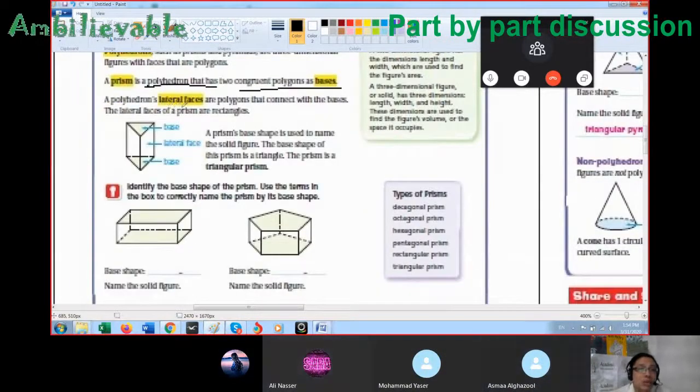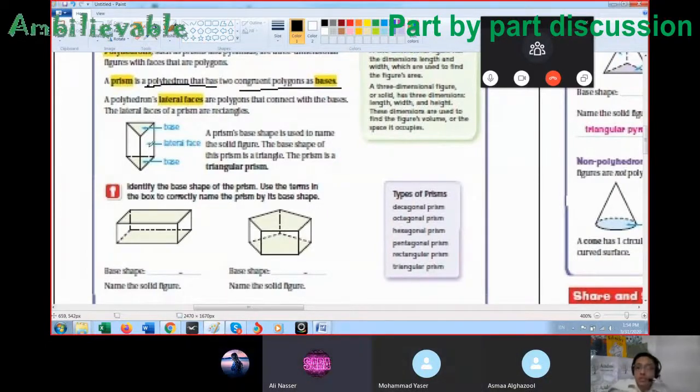A polyhedron's lateral faces are polygons that are connected with the bases. Like, for example, this one. This example is a triangular prism. The bases are triangles, but the lateral faces are rectangles. Okay? I don't understand. Oh, that's why listen first.